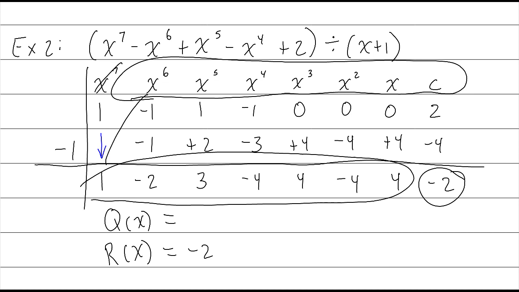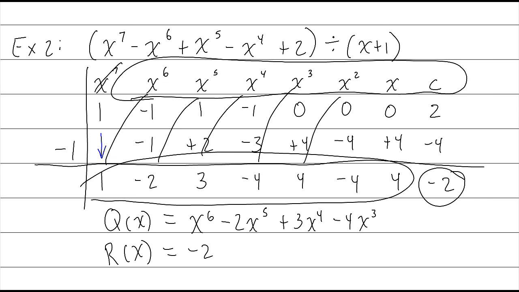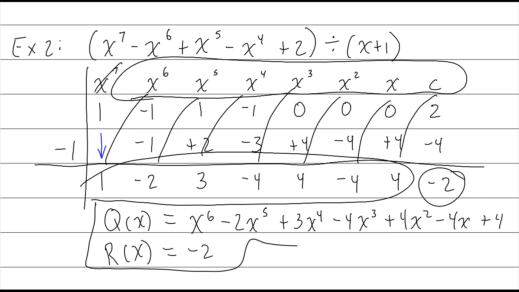x to the 6th, that's 1x to the 6th, minus 2x to the 5th, plus 3x to the 4th, minus 4x cubed, plus 4x squared, minus 4x, plus 4. I think I did that right. All right, so there we go. That would be our quotient and remainder. Okay, again, that was a long problem.